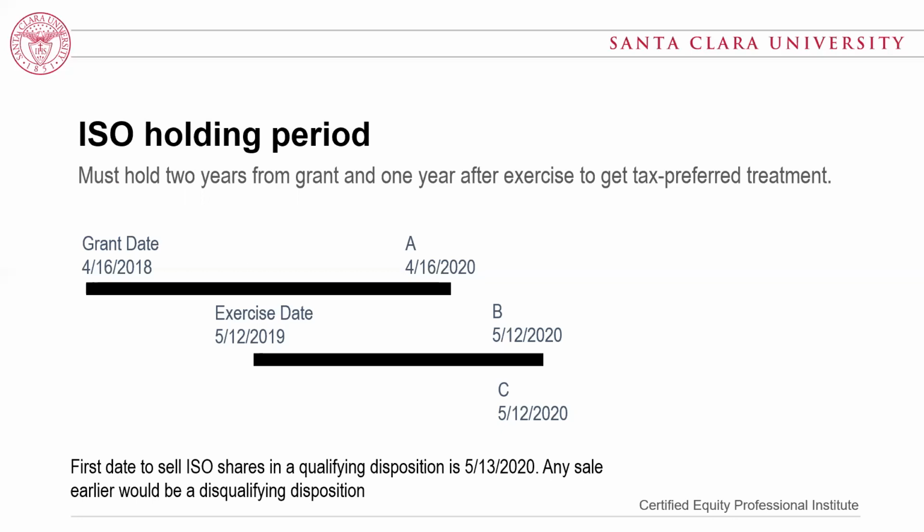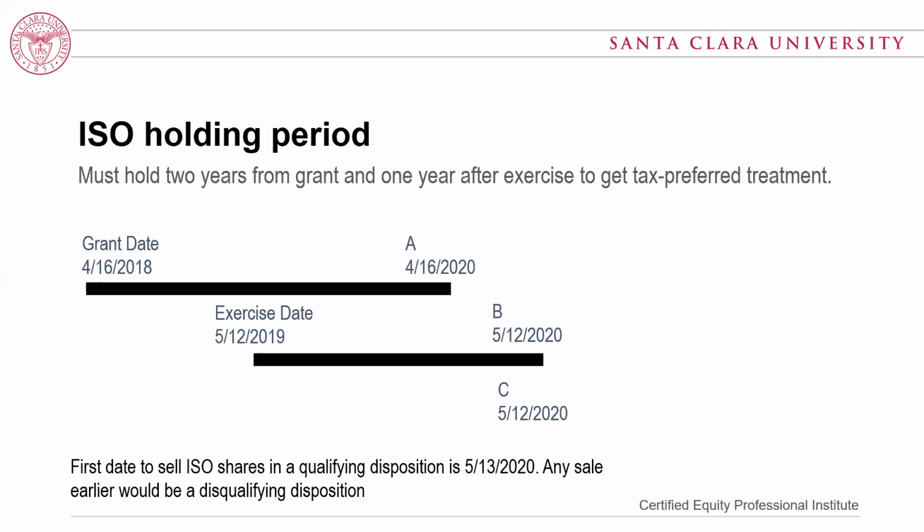Note that the 2-year holding period is met on April 16th due to the date of the grant. However, because both prongs of this time test need to be met for qualifying tax treatment, the shares were exercised on May 12th, so they still need to be held for a year from May 12th in order to meet that holding period. So the first opportunity to sell with the preferential tax treatment would be after the 1-year holding period of May 12, 2019 to May 12, 2020.